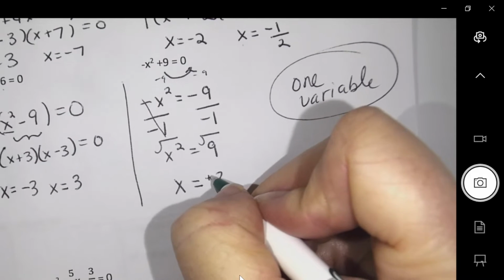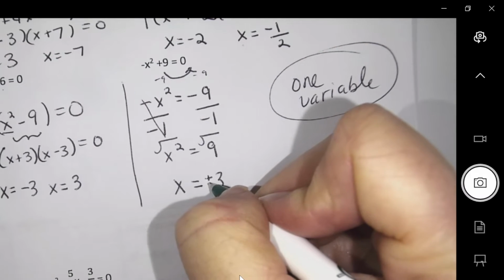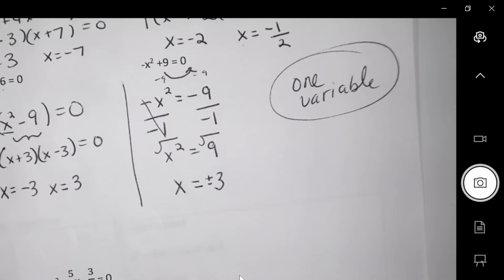I could have done 3 squared to get there, or I could have done a negative 3 squared to get there. Okay, that's an easy mistake on a test, or just forget. It's a half a point, so try to remember.